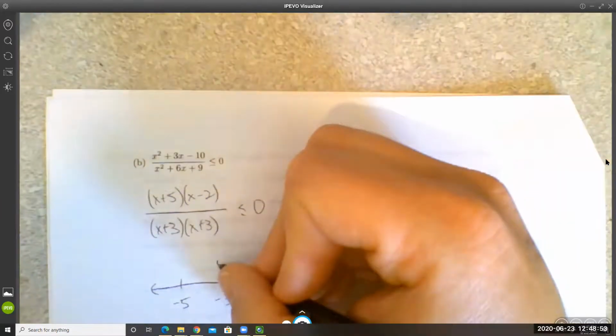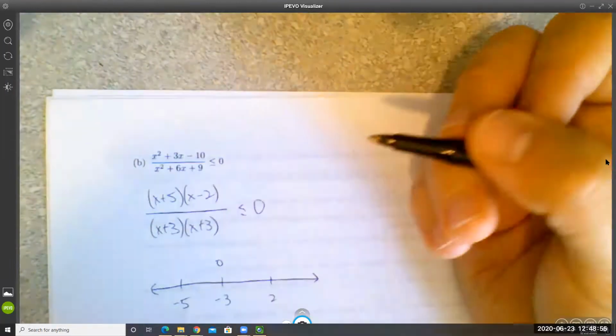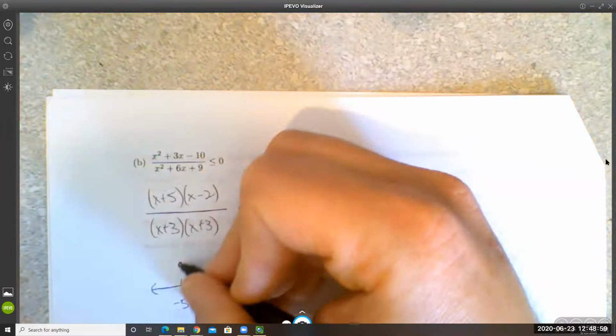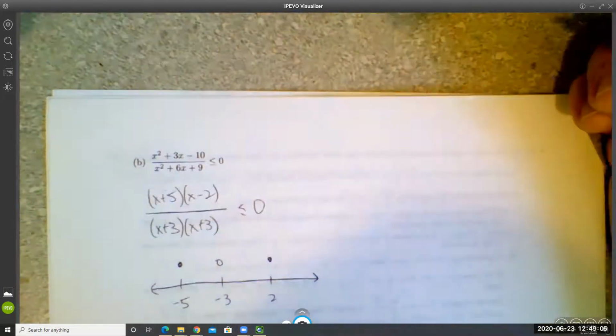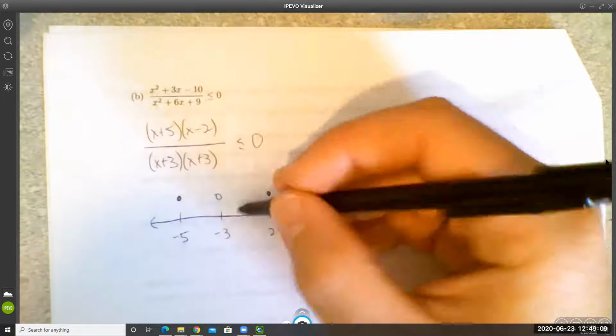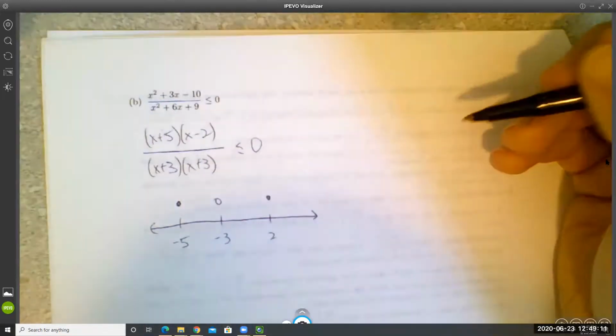Now the negative 3 I'm going to plot with an open circle because it came from the denominator. The negative 5 and the positive 2 I'm going to plot with closed circles because they came from the numerator and the inequality is inclusive. Now I plug in test points in each region to see where the thing changes sign.